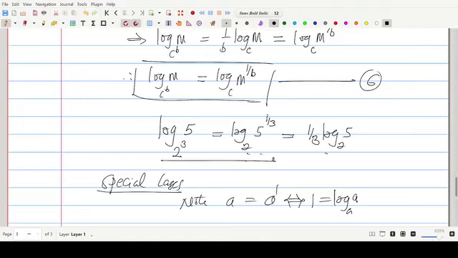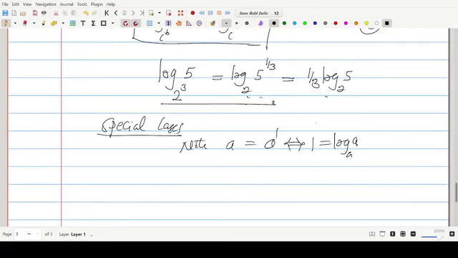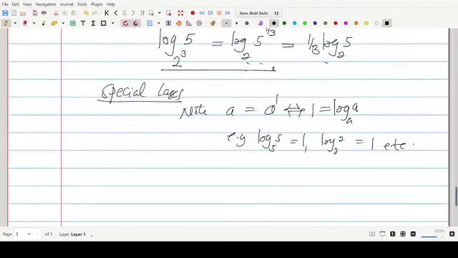So this is a very general rule. That means, for example, if we have log to the base 5 of 5, that will give us 1. Log to the base 2 of 2 will give us 1, and so on and so on. Then let's look at another case.